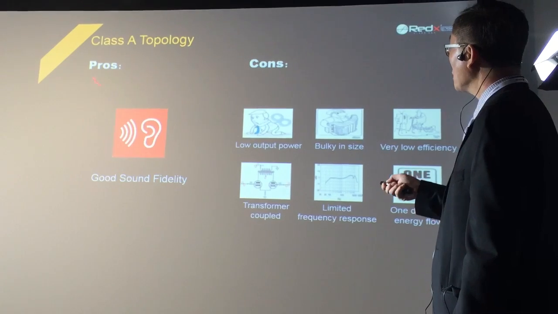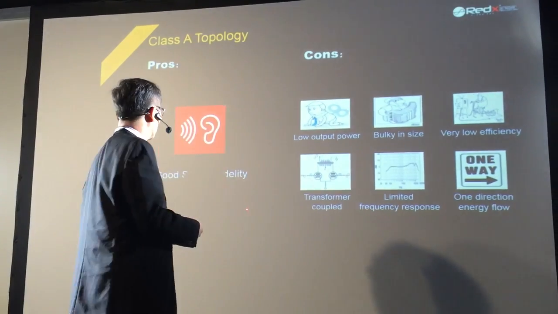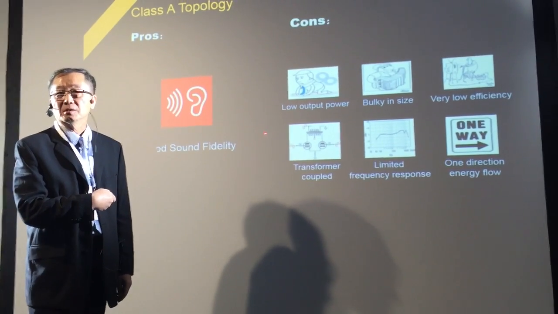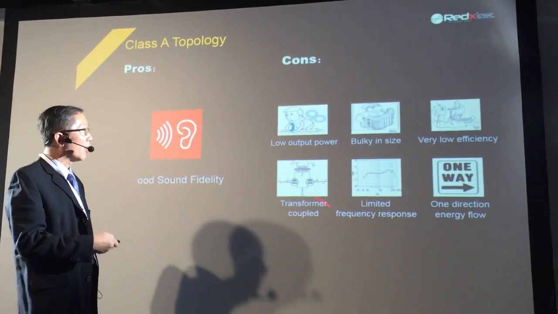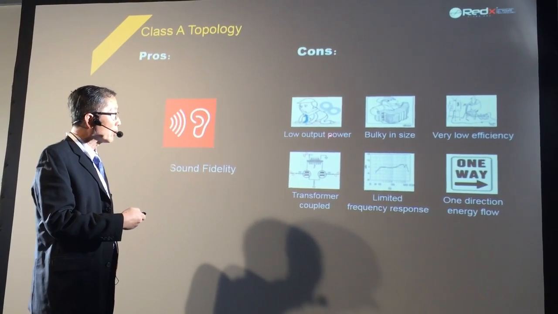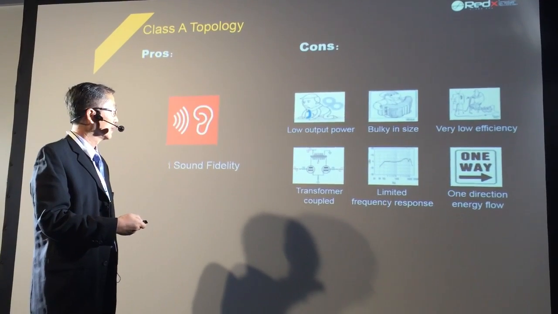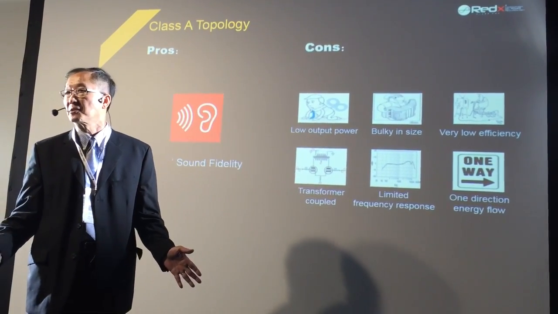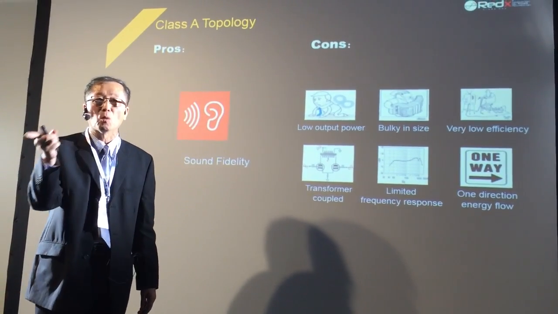Okay. Let's talk about Class A. We'll do a very quick review. We know Class A offers good sound and good fidelity for sound reproduction. However, there are many drawbacks: low power, large size, and very low efficiency. It is transformer coupled, so the frequency response is limited. Also, the energy can only flow one way.